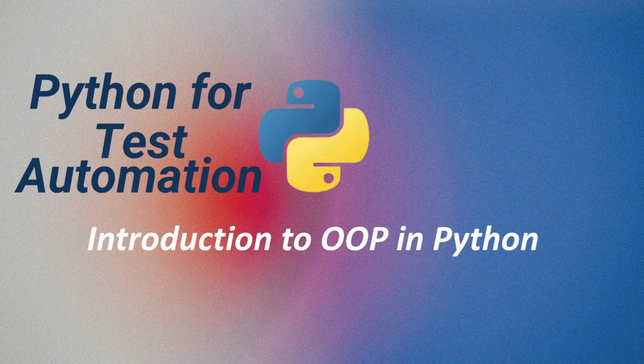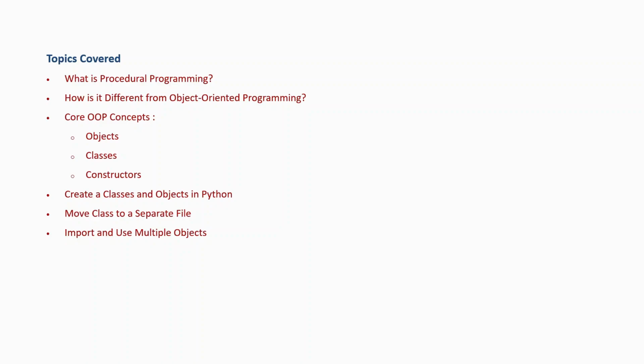In this session, we will explore a very important programming concept called object-oriented programming and learn how to implement them in Python. This is what we cover in today's session. What is procedural programming? How is procedural programming different from object-oriented programming? The core object-oriented concepts like objects, classes, and constructors, creating classes and objects in Python, moving the classes into a separate file, import and use the multiple objects.